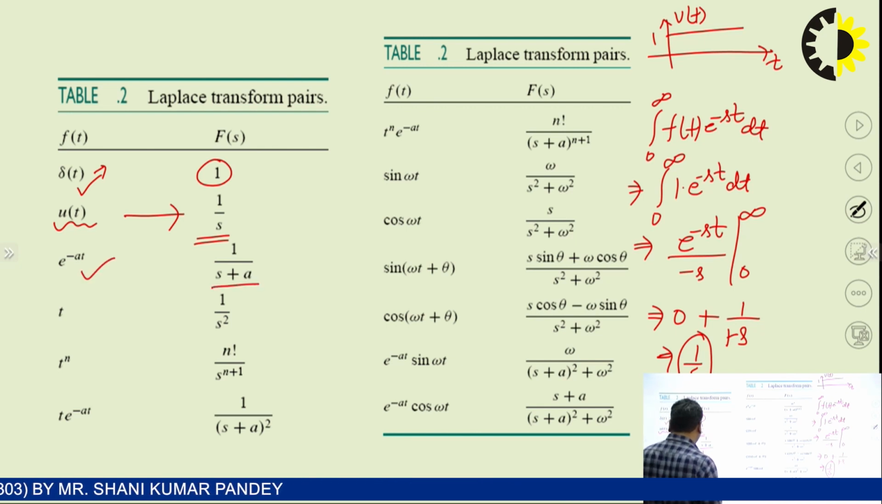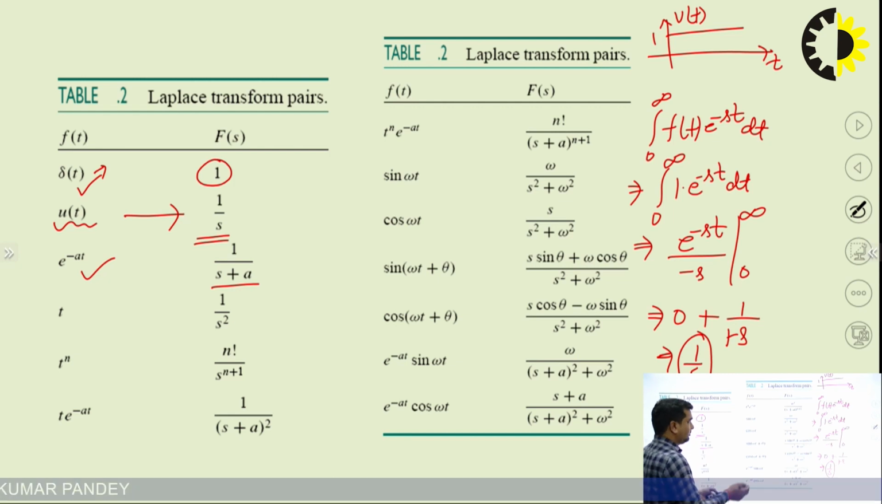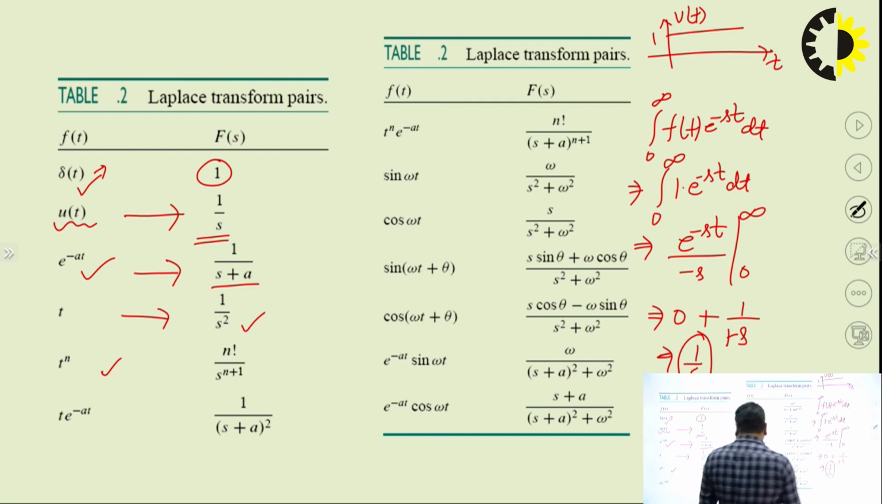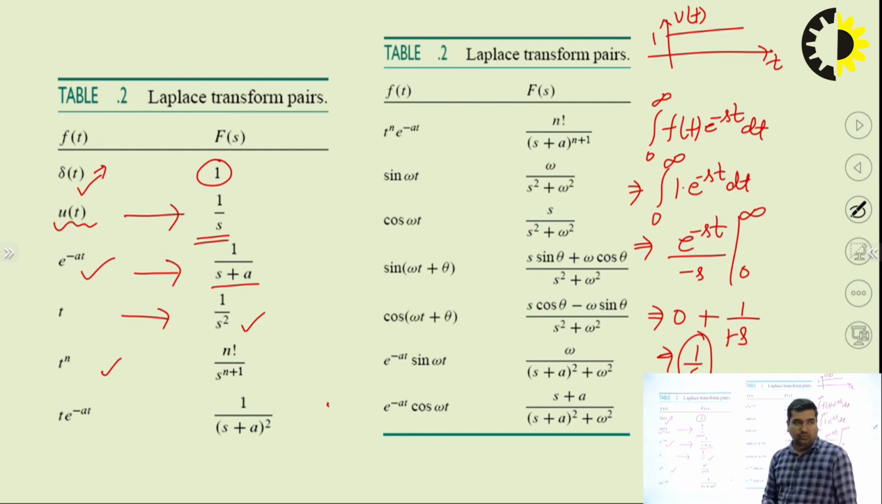Like e power minus at. We can also have the function e power minus at, and we will get the Laplace transform 1 upon s plus a. And here it is t. If the function is equal to t, then it is 1 upon s square. T to the power n gives n factorial divided by s to the power n plus 1. And t into e to the power minus at gives the Laplace transform 1 upon s plus a whole square.